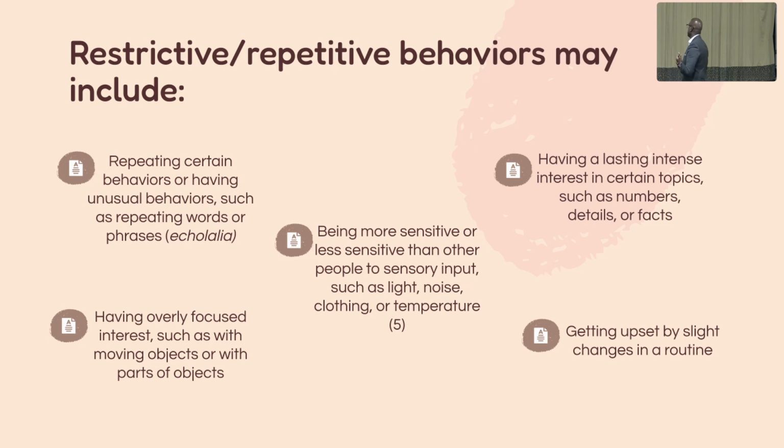So they're more sensitive or less sensitive to light and noise. I mentioned Dr. Shore. Overly focused on interests such as moving objects. You will normally see a child on the spectrum with a car, and they're rolling the car, but they're not only rolling the car, they're watching the wheels move. They love the way the wheels turn. And some kids will do that. They will watch the wheels turn, and then it's still.